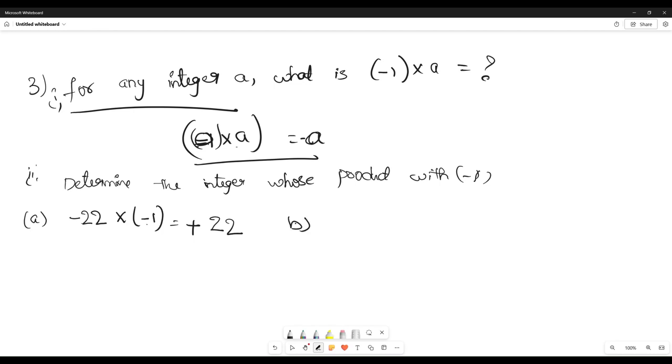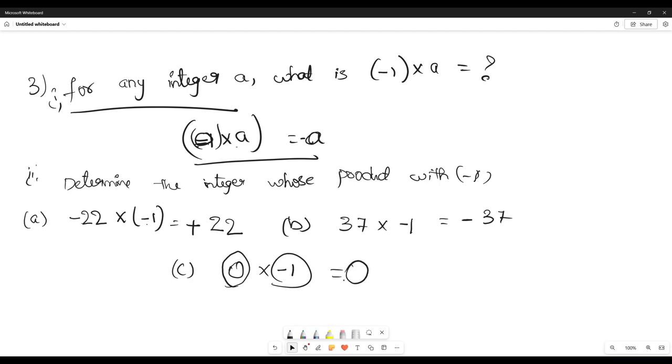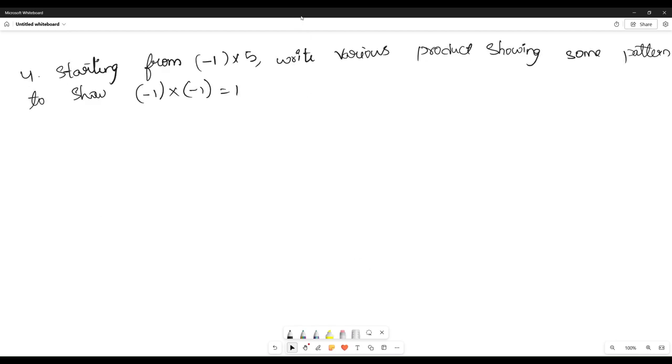And the second one is 37. We have to product with minus 1. Plus into minus, always minus. 37 into 1, 37. And the third is 0, which is 0 into minus 1. When we multiply any number with 0, what we get? Always 0.